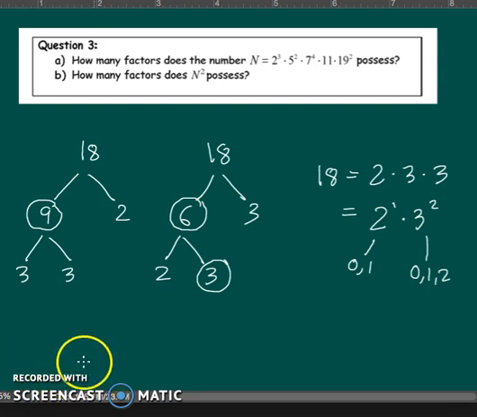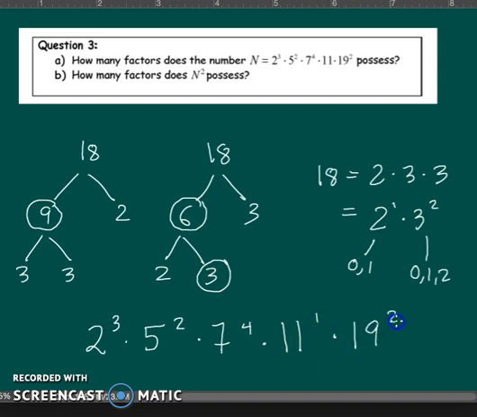How many factors does this number n possess? Well, we don't have to go in and calculate what that number is because it's going to be very long, but let's write it out a little bit bigger so we can see it. We've got 2 to the power of 3 times 5 to the power of 2 times 7 to the power of 4 times 11 to the power of 1 times 19 to the power of 2.